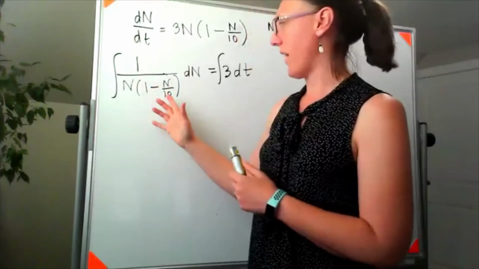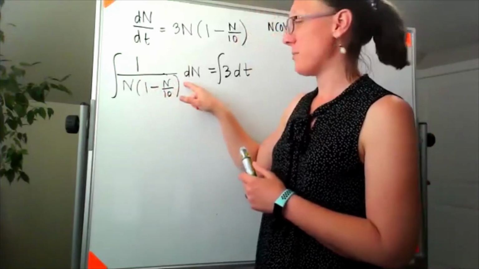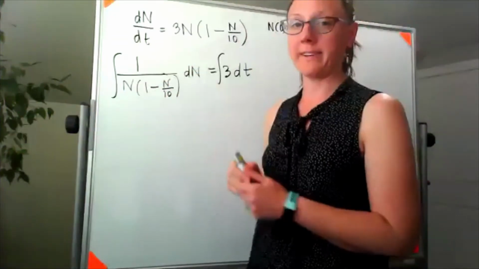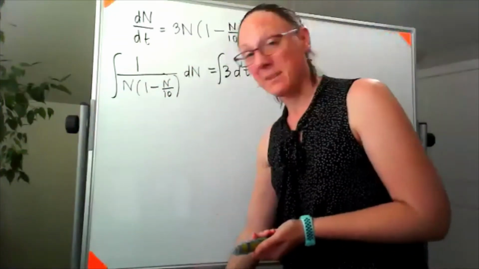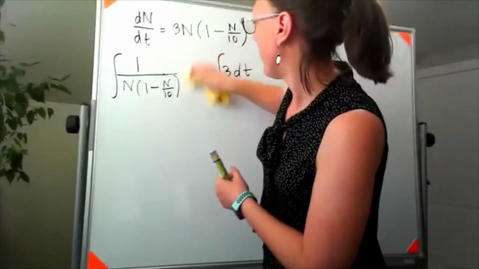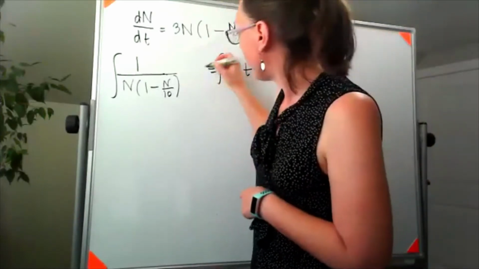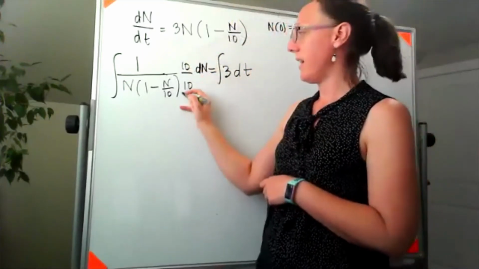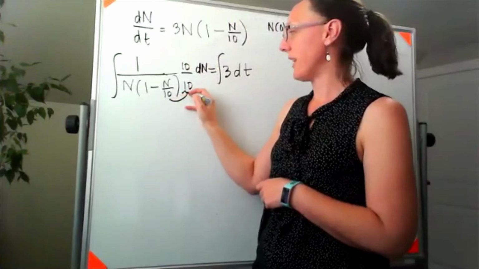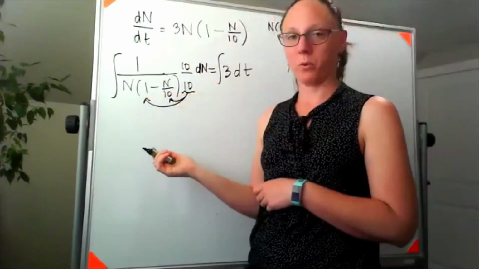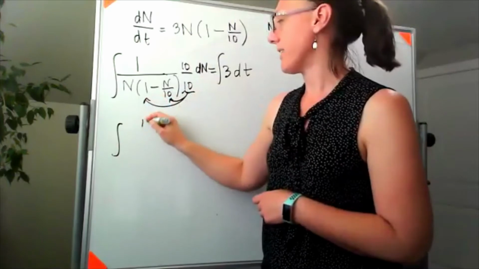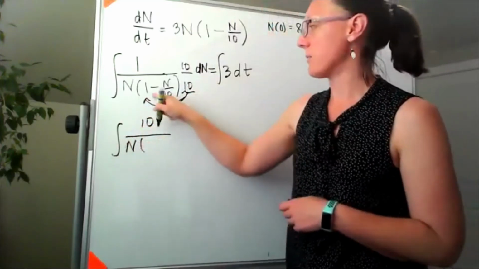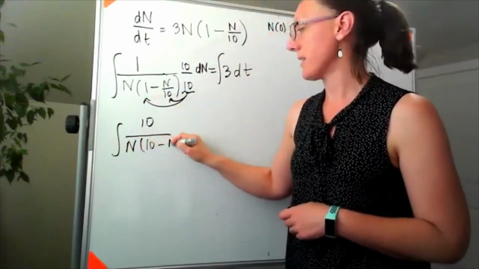There are two ways to handle that. One is to multiply the bottom, our denominator, by 10 and also multiply the numerator by 10. And I think that's probably the easiest choice. So if I multiply this by 10 over 10, I'm going to take that 10 and distribute it in to that part with parentheses. So on top I've got a 10, and in the denominator I'll now have n times 10 minus n.